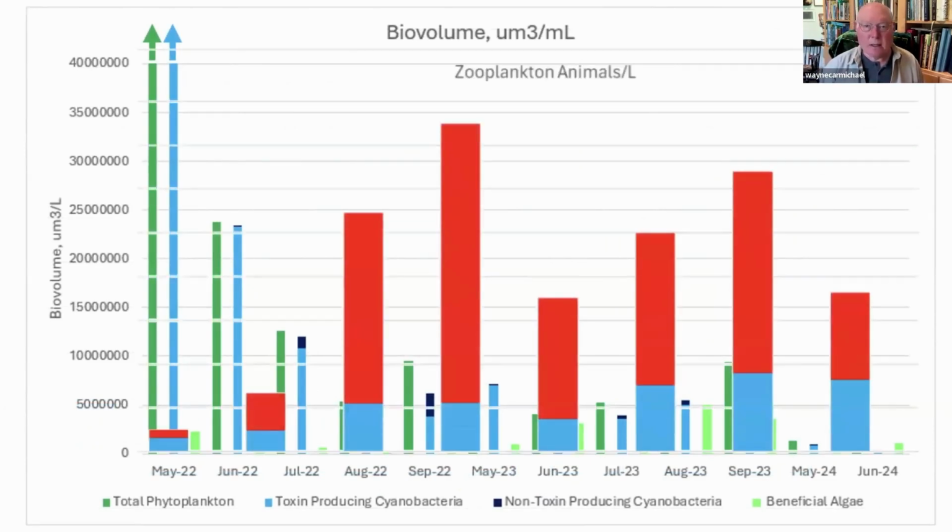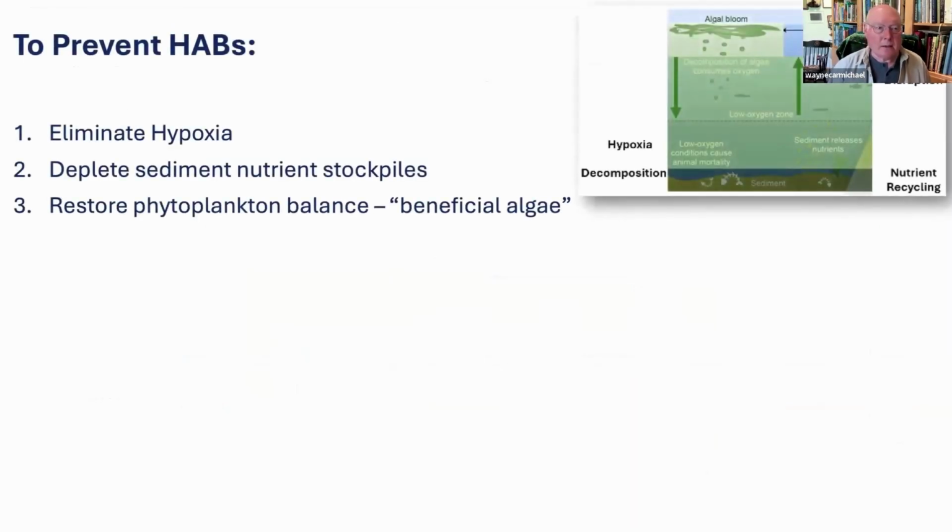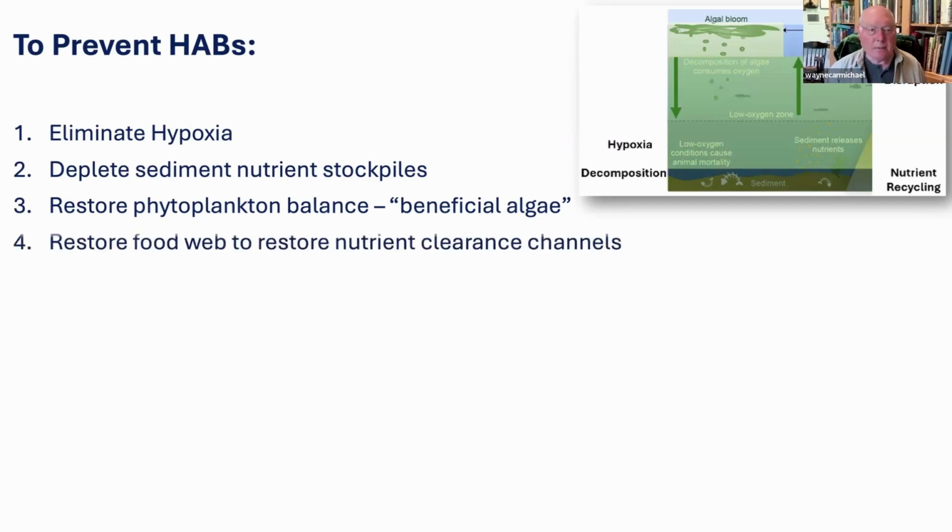Let's superimpose the zooplankton on that graph, showing you how the improvement in the diversity of the plankton and the phytoplankton, especially green algae and diatoms, has affected an improvement in the zooplankton numbers as well. So that diversity then sets up the stage to actually improve the whole system in terms of biodiversity, including fish back in the system. So we've done eliminating hypoxia, depleting sediment stockpiles, restoring phytoplankton balance, beneficial algae.